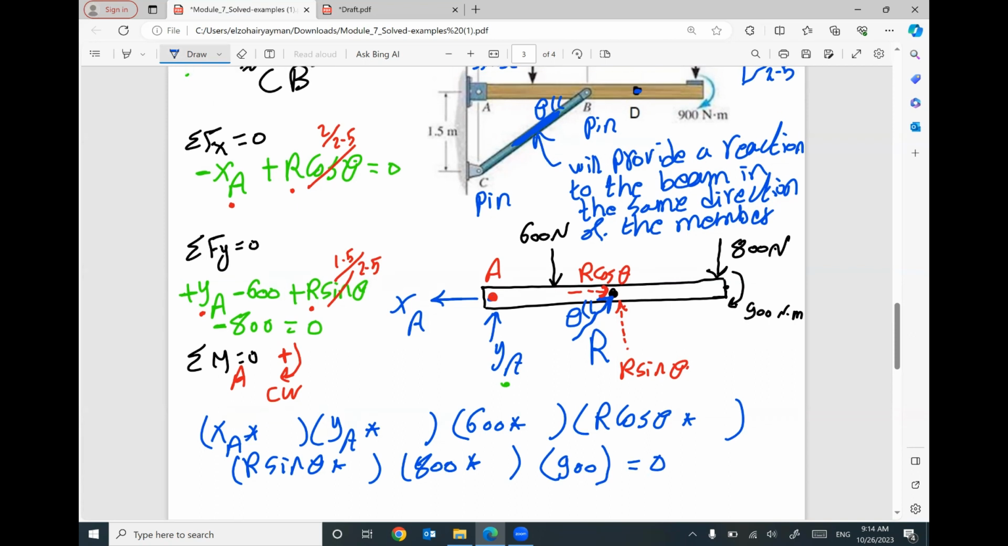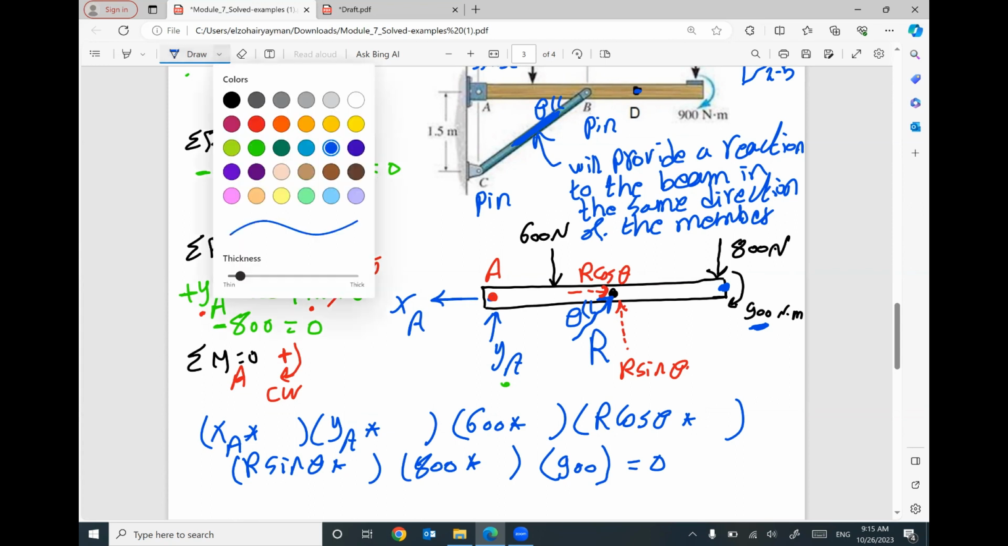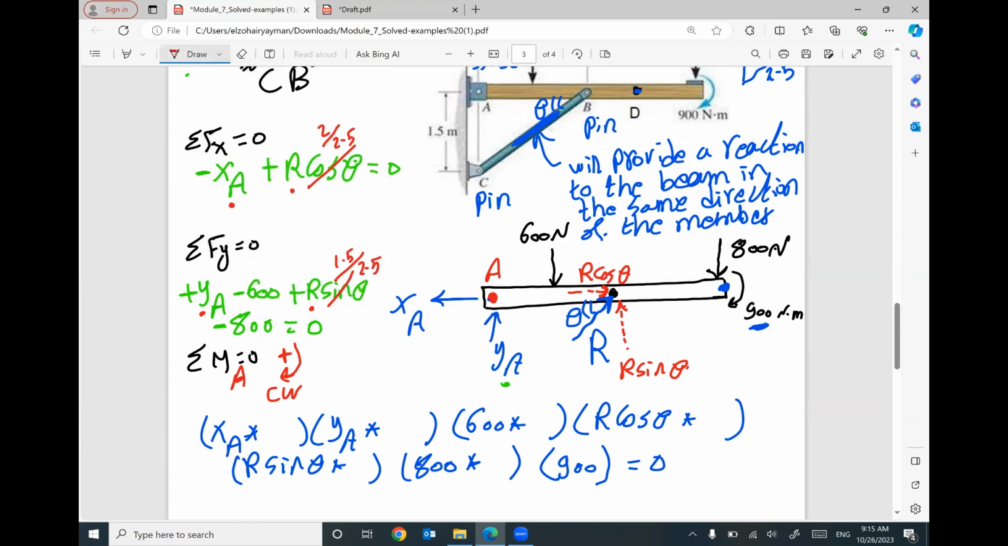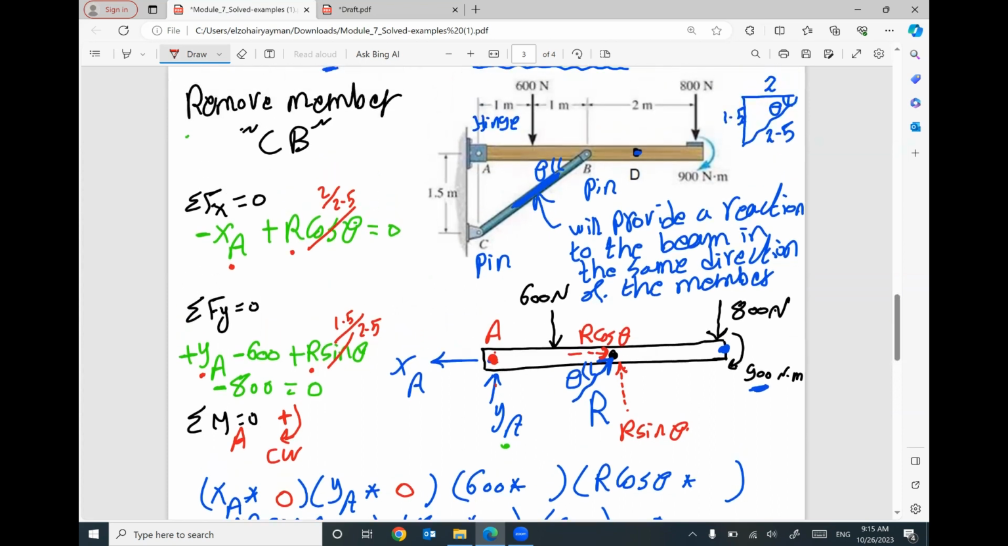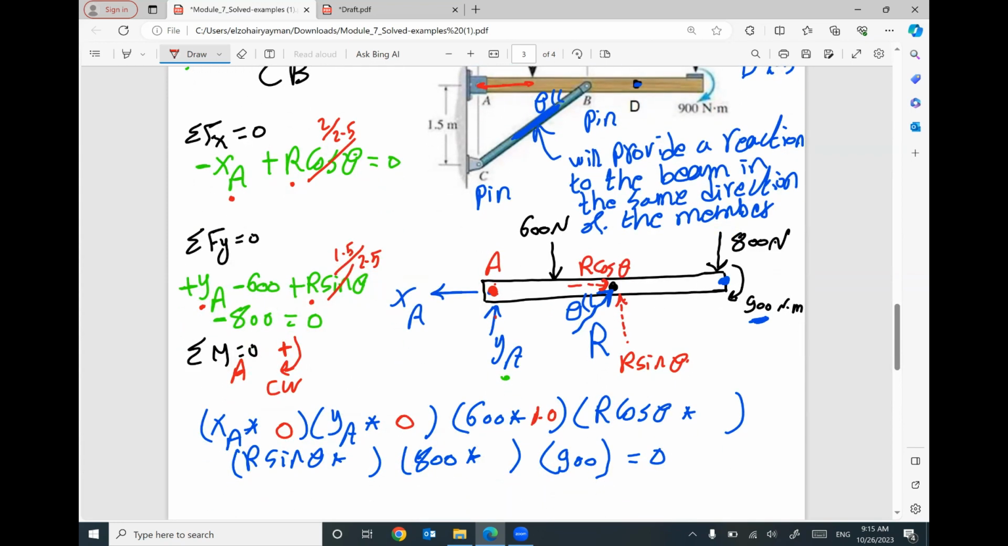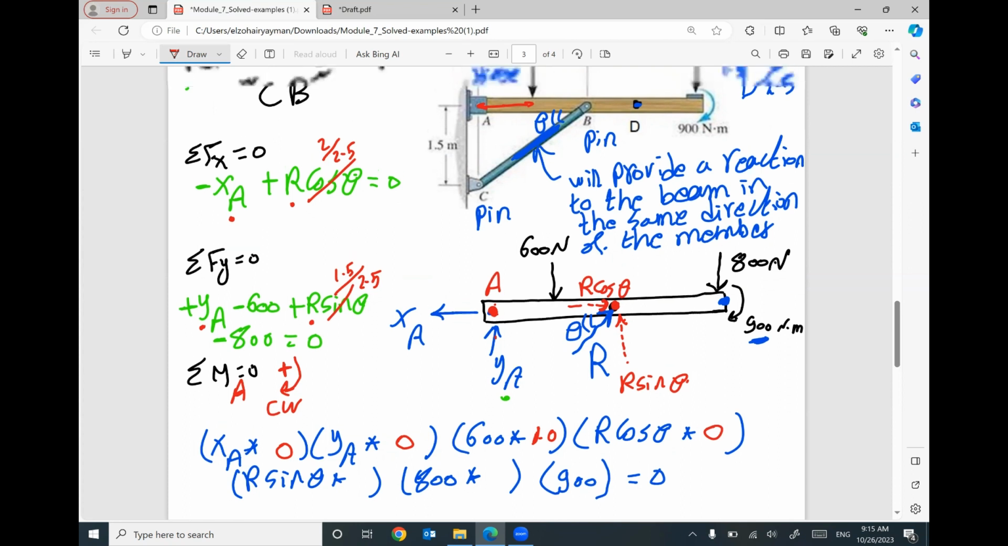Be careful, and pay attention to this. 900, this one is a moment. It does not need distance, so don't think about any distance for this moment. Let's say we are sitting at A. The distance between XA and A is 0. YA and A is 0. Between 600 and A, this distance equals 1 meter. R cosine theta and A, 0. R sine theta and A, it will be 2 meters.